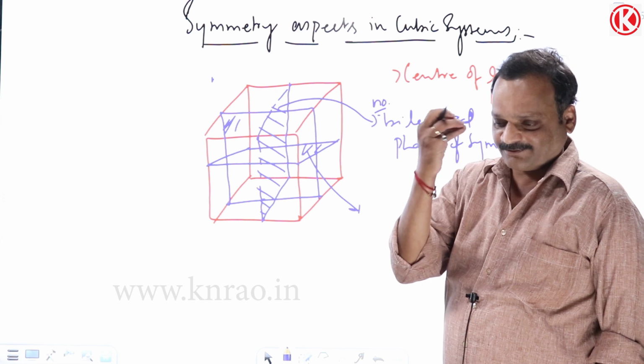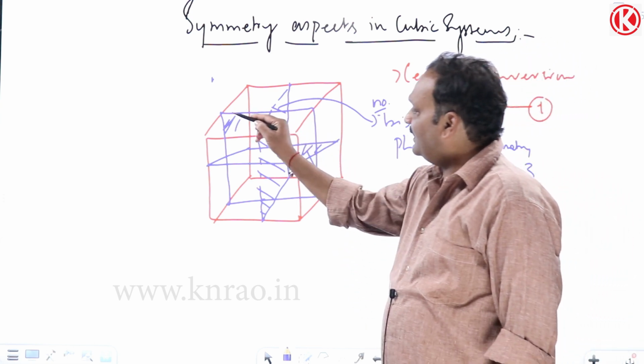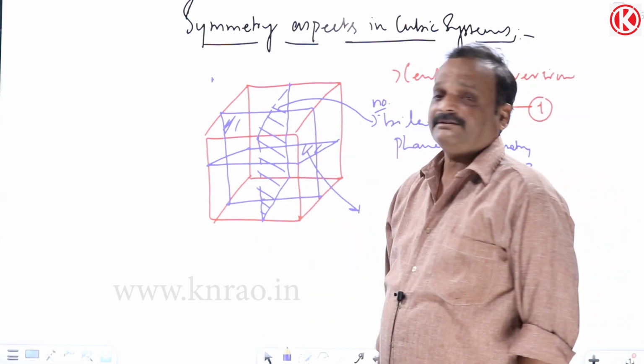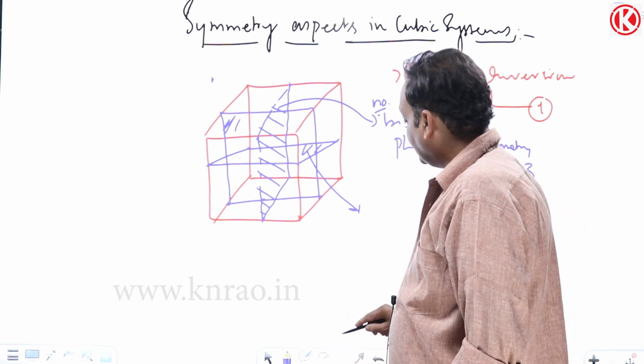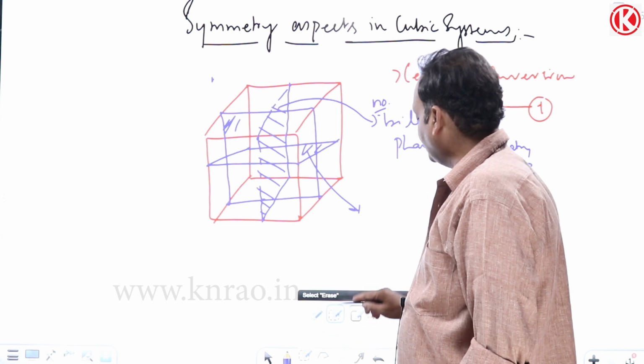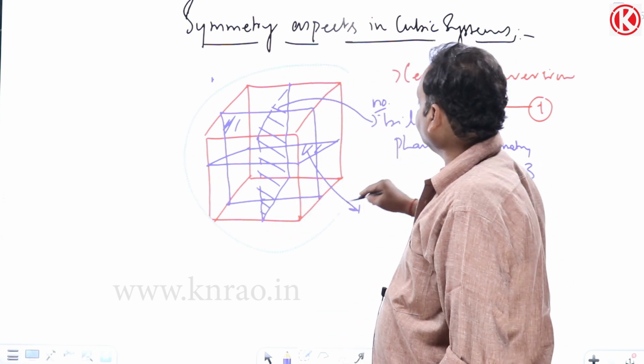Now, is this the only way of cutting the cube into two identical parts? Just guess for some time. Is this the only way I can cut the cube into two symmetric, similar parts? No. I can as well cut the cube in a different way, like this.